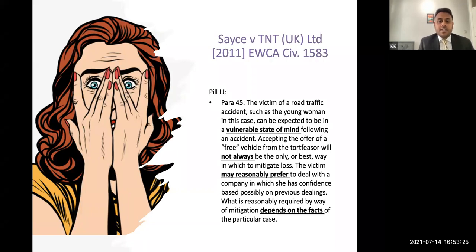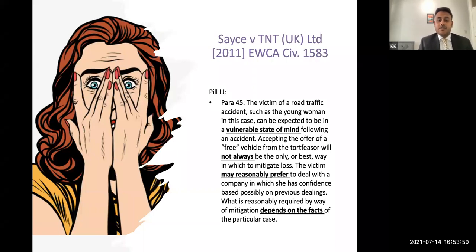Accepting the offer of a free vehicle from the tortfeasor will not always be the only or best way in which to mitigate loss. The victim may reasonably prefer to deal with a company in which he has confidence based possibly on previous dealings. What is reasonably required by way of mitigation depends on the facts of the particular case. As ever, and as alluded to before, these are incredibly fact-sensitive cases.